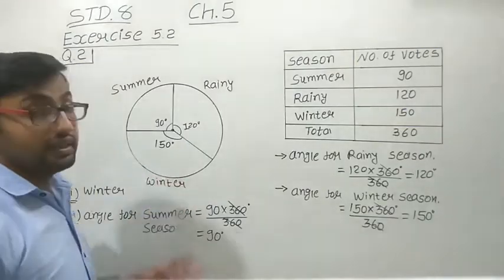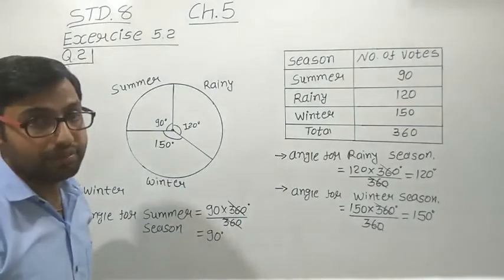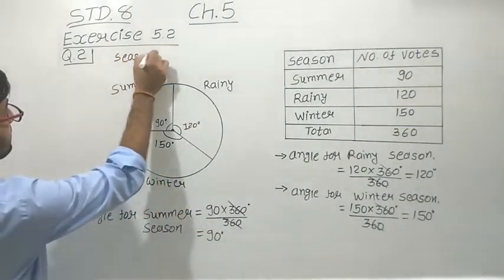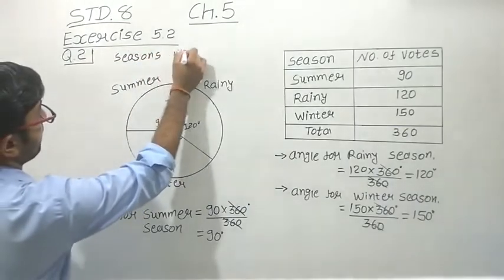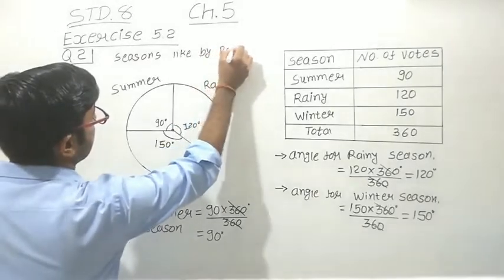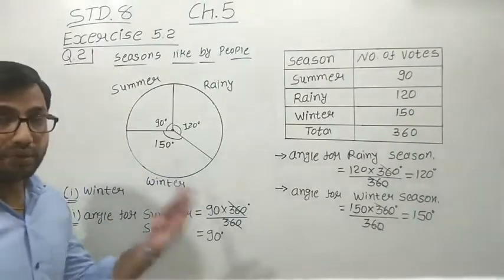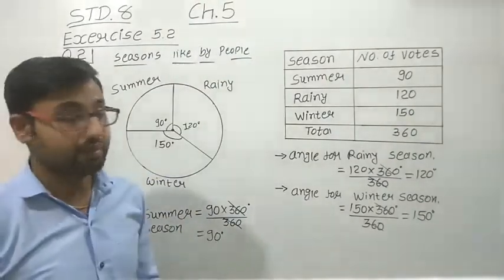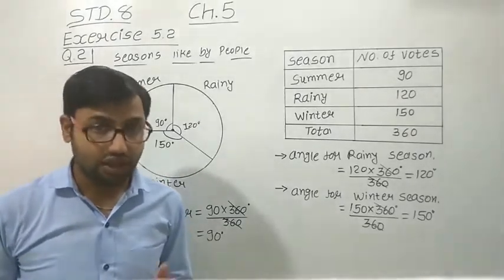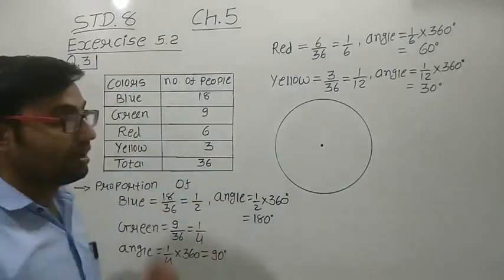What is this data about? This data is about the season liked by people. We can also write it as the seasons liked by people, or the group of people. So in this way we can construct the pie chart. Understand? Okay, so now we will study question number 3.